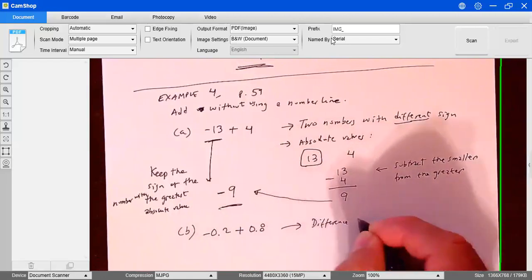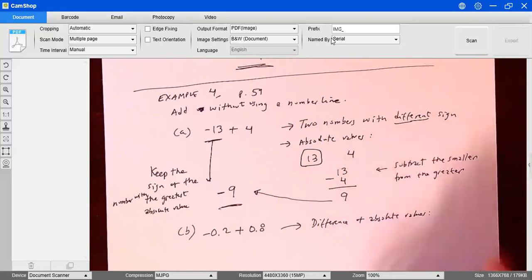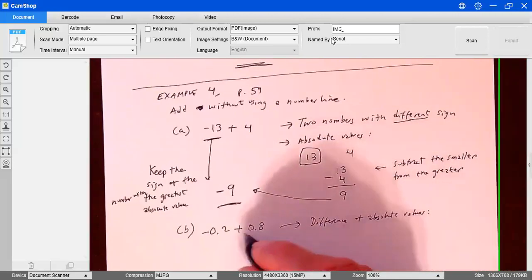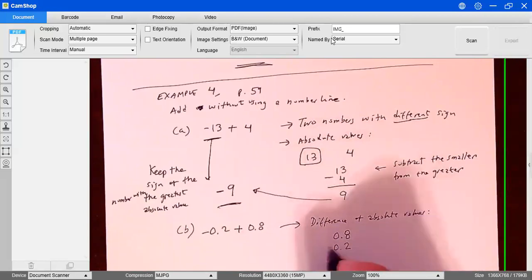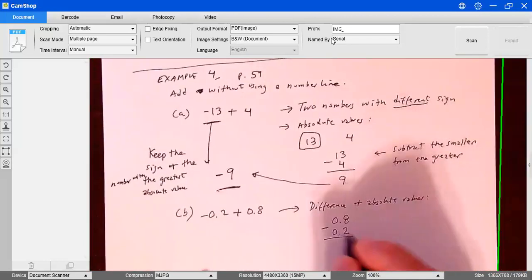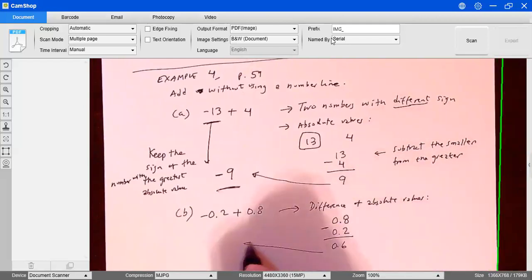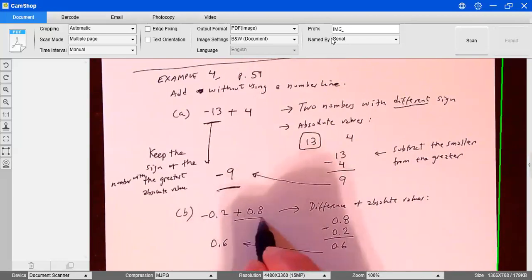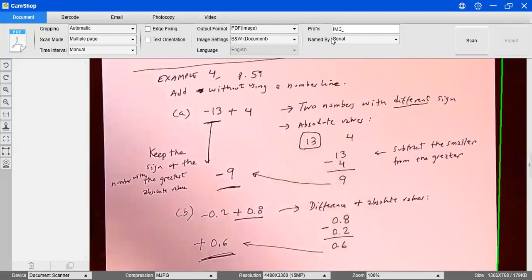We're going to get the difference of absolute values, meaning that we need to write first the greatest absolute value, then the smallest absolute value, and we're going to proceed with the subtraction, with the difference, and we're going to find here 0.6. Then we write here 0.6, and now we're going to look for the sign of the greatest absolute value. The greatest absolute value is this, and the sign is positive. So this is the answer.